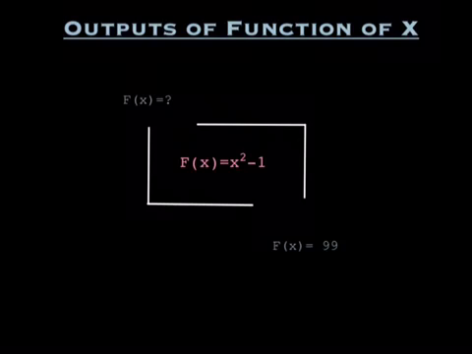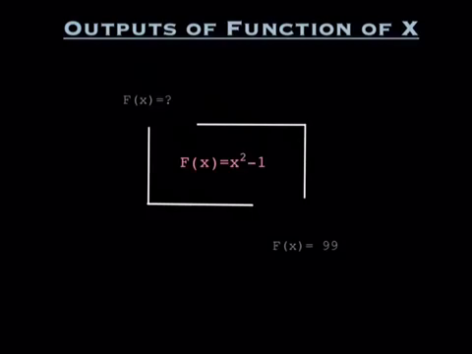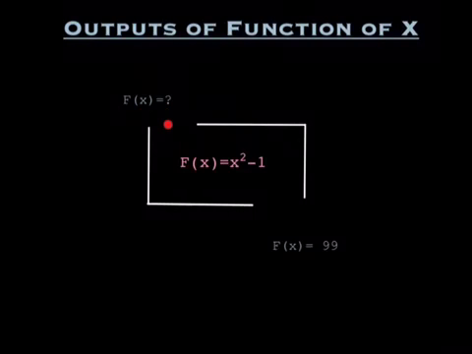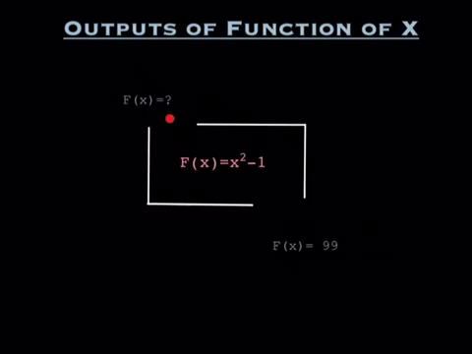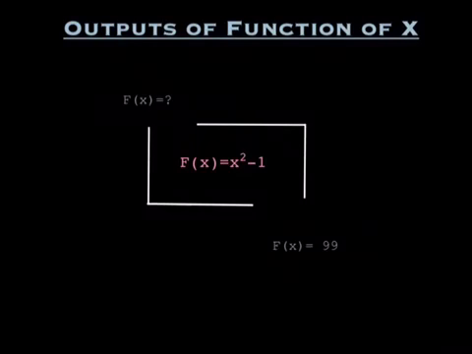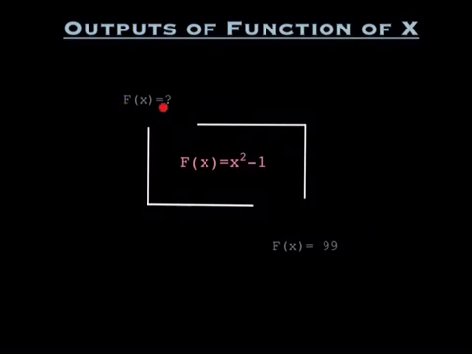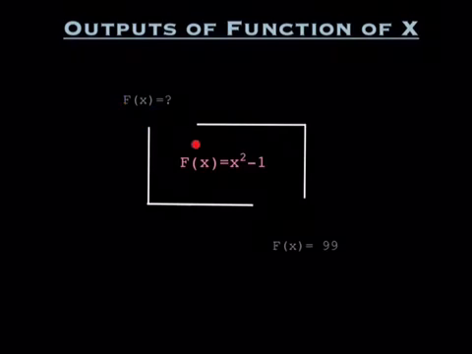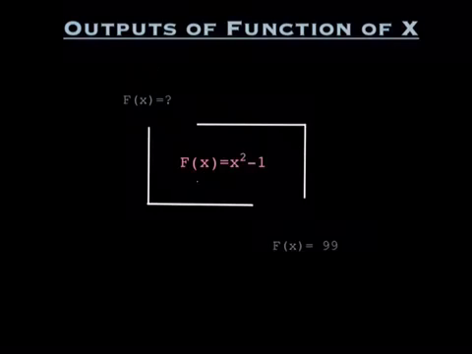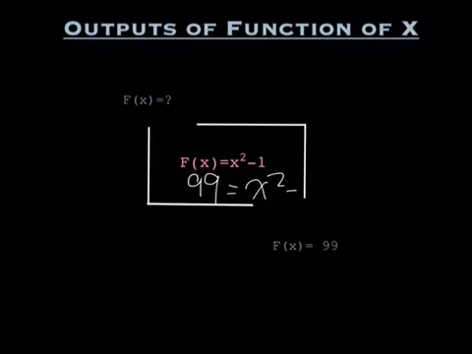Now, output a function of x. F of x right here, we do not know the input. Now, we only know the output, and that is our only clue as to how to find the input of this. So, let's try this out. So we know the output is 99. So we can just replace f of x right here with 99, since we know f of x equals that. So we can replace this. 99 equals x squared minus 1.